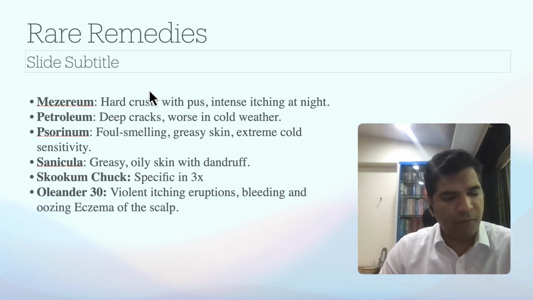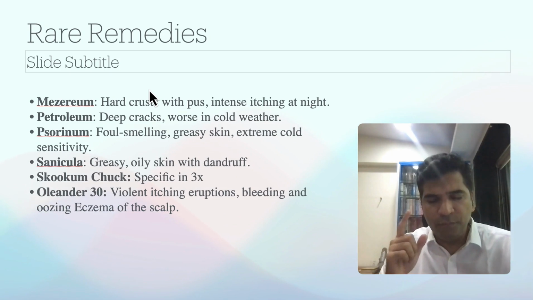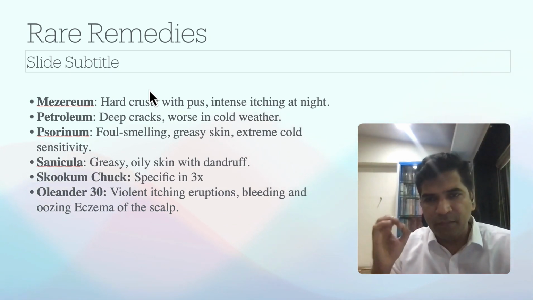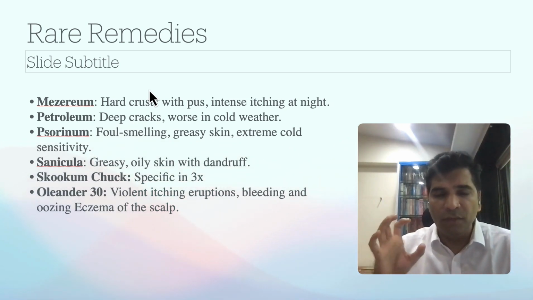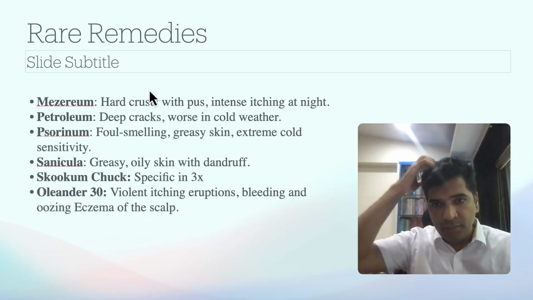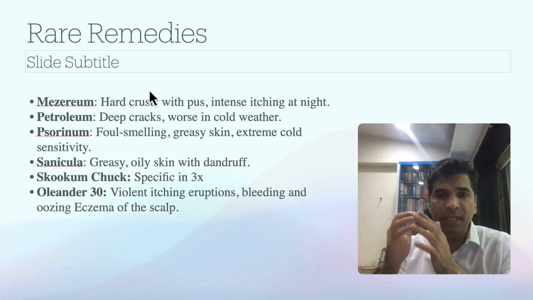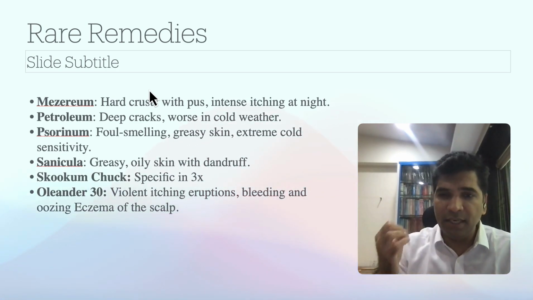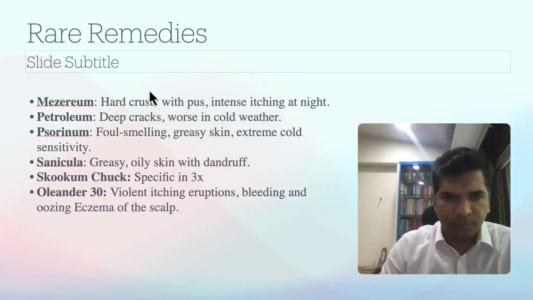Solanum we already discussed, foul smelling, greasy skin, extreme cold sensitivity. Here the main point to remember always is the relative or the patient will always confirm to you foul or very dirty smelling eruptions with greasy skin. So there is a shiny skin. When they scratch, you get the scales in the nails, which they say when they smell, they get a very dirty smell. First is solanum to be thought of.